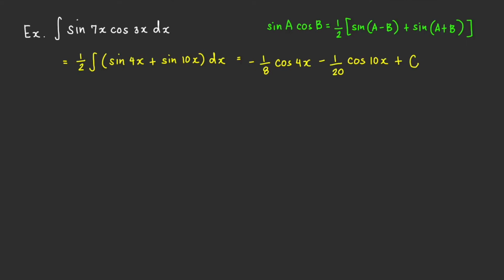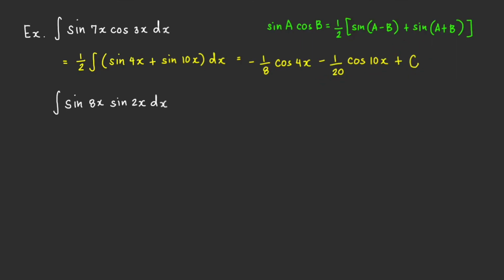And what is an antiderivative of sine 4x? It is equal to negative cosine of 4x all over 4. So that is 1/4 times 1/2, you'll get this 1 over 8. And antiderivative of sine 10x is negative cosine 10x all over 10. And multiply it by 1/2, you'll get negative 1 over 20 cosine 10x. And then plus the arbitrary constant c.